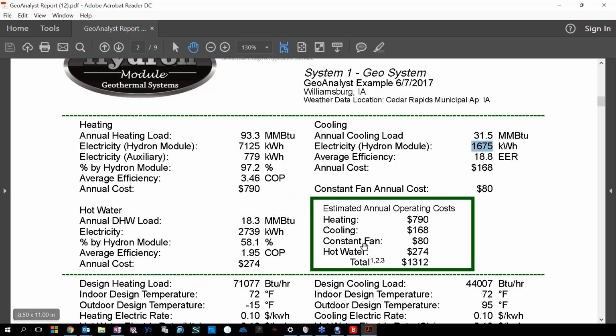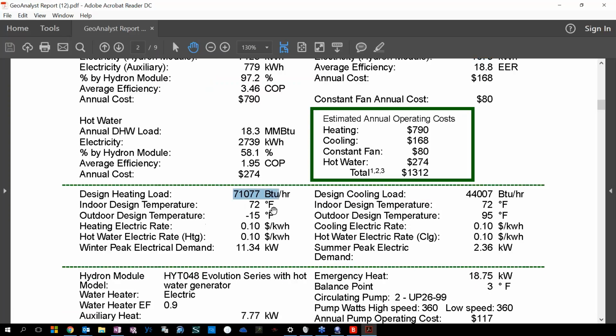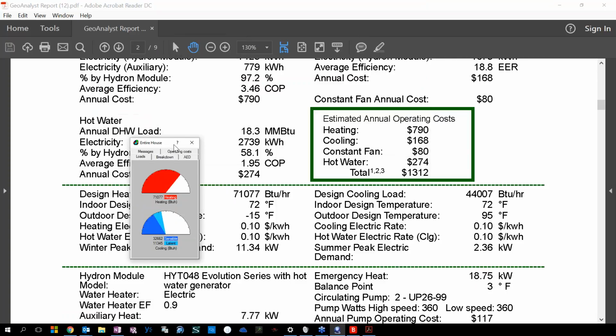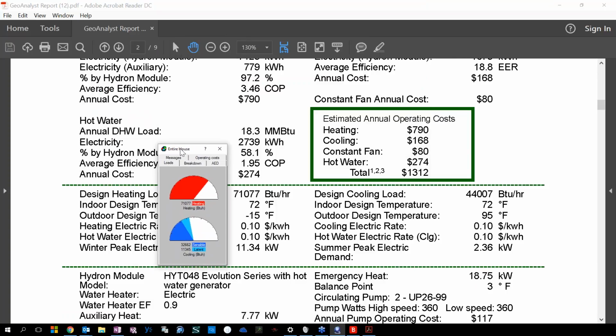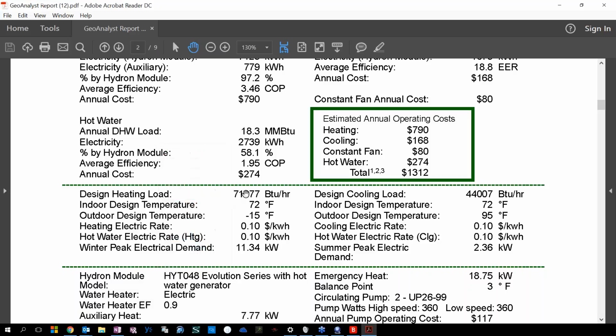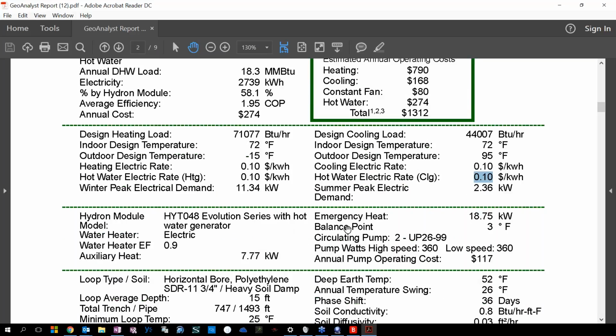If you want to, maybe I take a highlighter and highlight some of this stuff on a piece of paper, show the homeowner, okay, you remember that program that I used to show you your heat loss and heat gain was 71,077, and so I took that number and I input it into this program right here. That's at 72 and negative 15. Here's your electric rate, and here's your air conditioning requirements, conditions, and also the rates. You slide down here. This is a little bit more detailed info. Aux heat required, emergency heat required is 18.75 kilowatts.